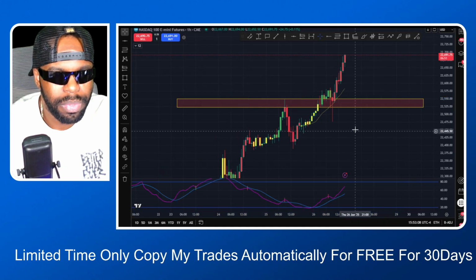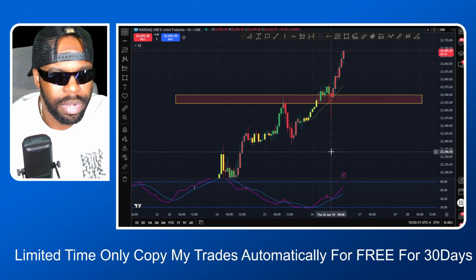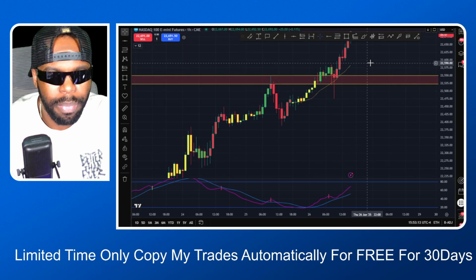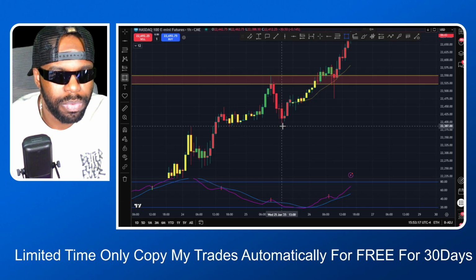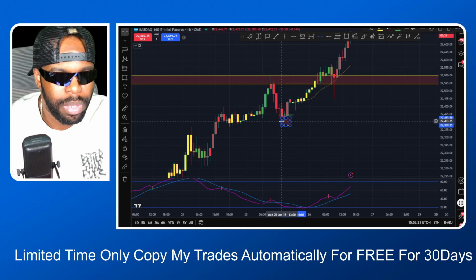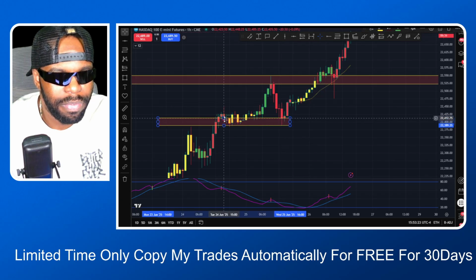Once I mark that up, I want to look for my previous session low. So I'm going to look for the low, which is down here. I like to draw the box from the wick to the body, and I have my previous U.S.